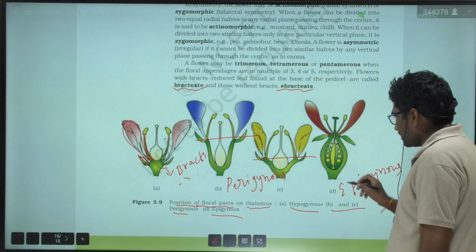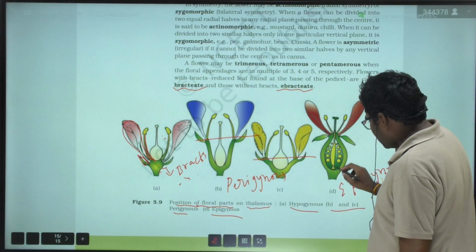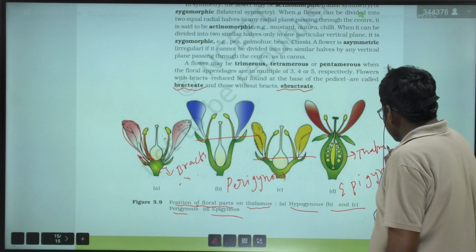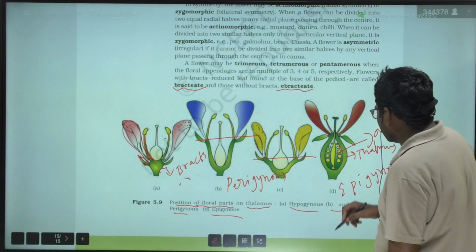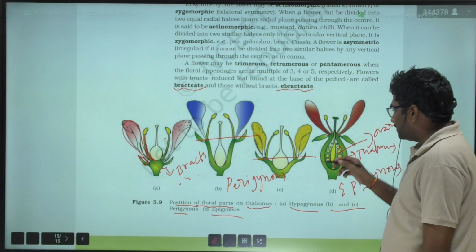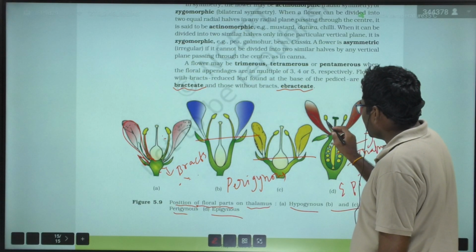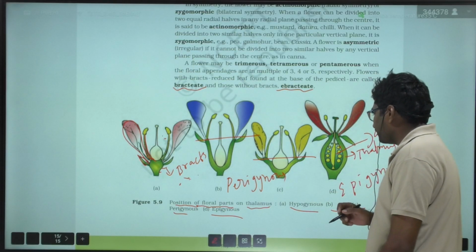And epigynous, epi means upon the gynoecium. So here the thalamus encircles the gynoecium part. This is the gynoecium, called the ovary. And above the gynoecium we will find other floral parts like calyx, corolla, androecium, and stigma, that is gynoecium.